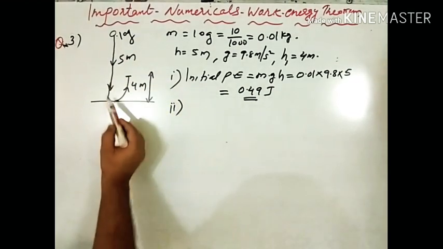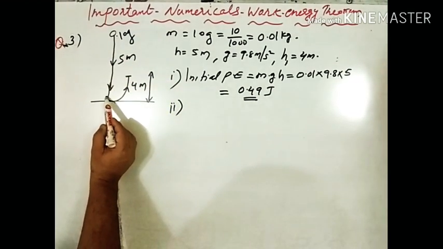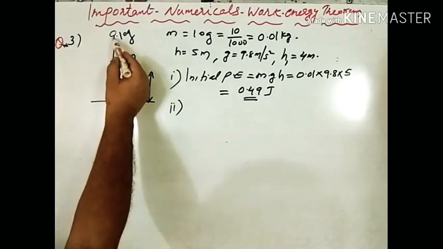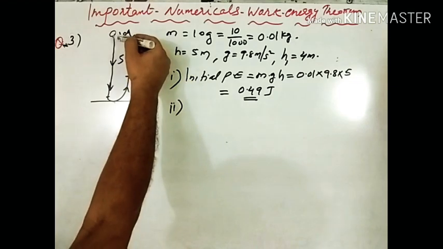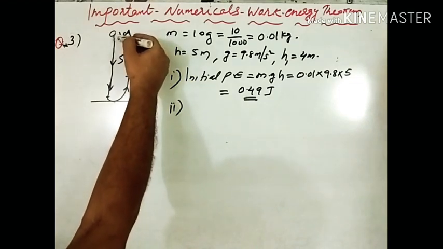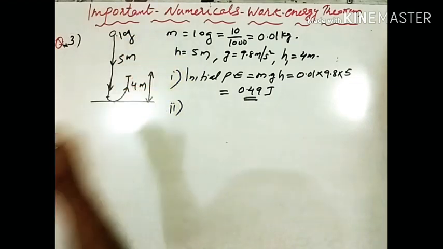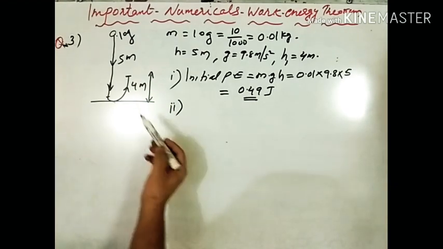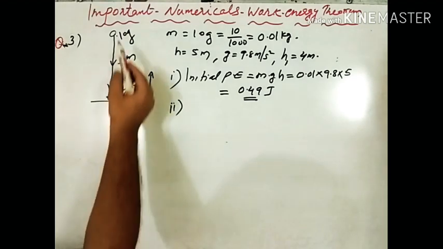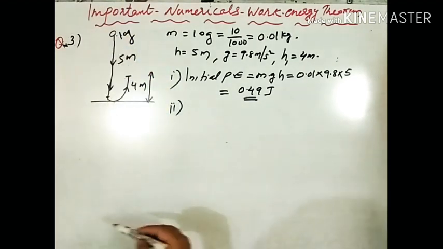Now the second part of the question is the kinetic energy of the ball just before striking the ground. Just before striking the ground, the whole potential energy will be converted into kinetic energy. During a free fall, the potential energy is gradually being converted into kinetic energy. The potential energy is decreasing, kinetic energy is increasing.